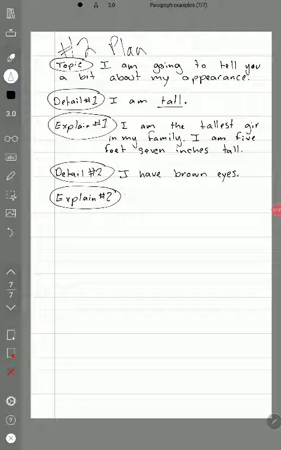So I'm going to say, my eyes remind me of chocolate. Because I want my reader to really know what I look like. And then I get to go on. Now I have my third detail.